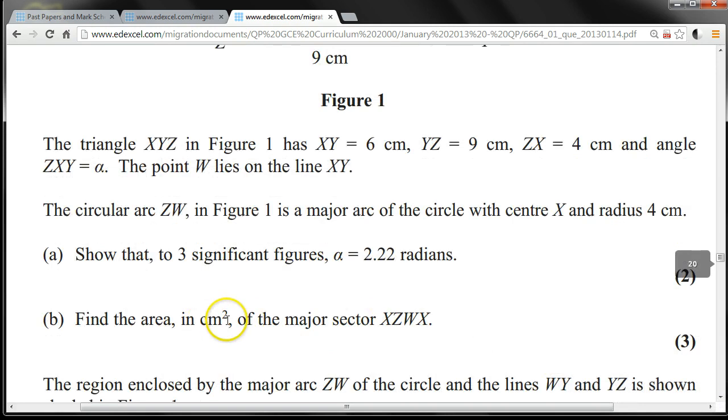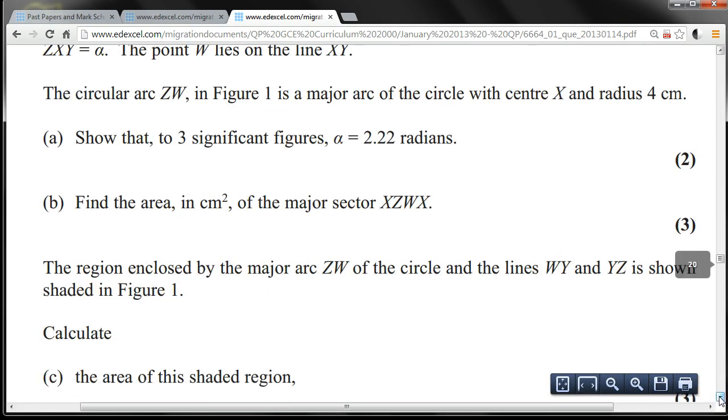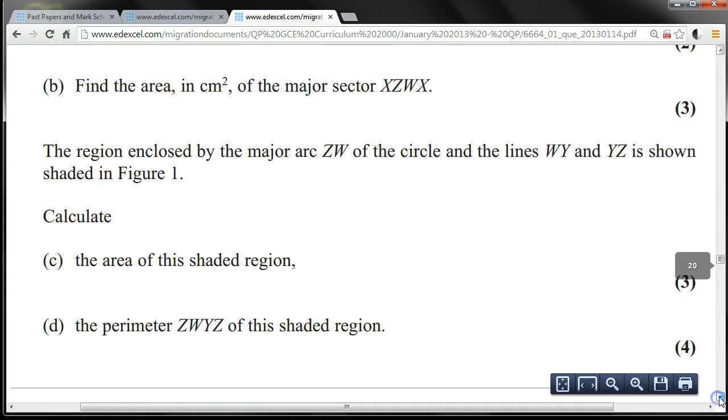Find the area in centimeters squared of the major sector XZWX. The region enclosed by the major arc ZW of the circle and the lines WY and YZ is shown shaded in figure 1. Calculate the area of this shaded region and the perimeter ZWYZ of this shaded region.